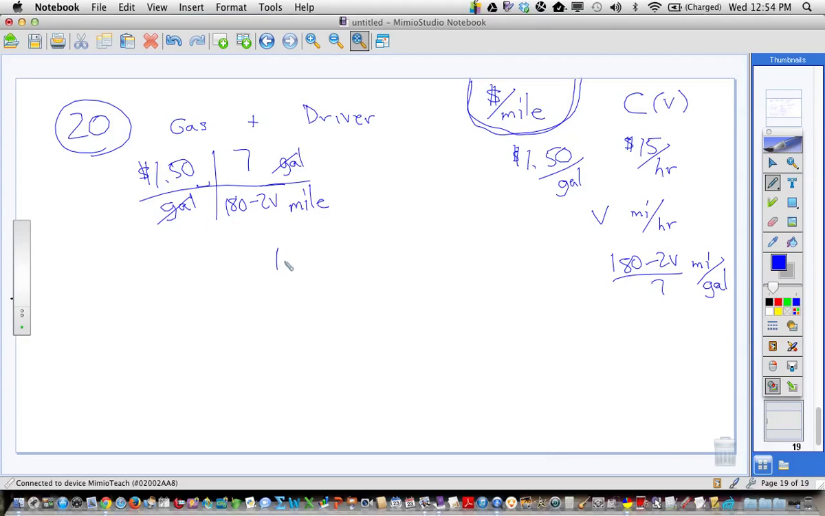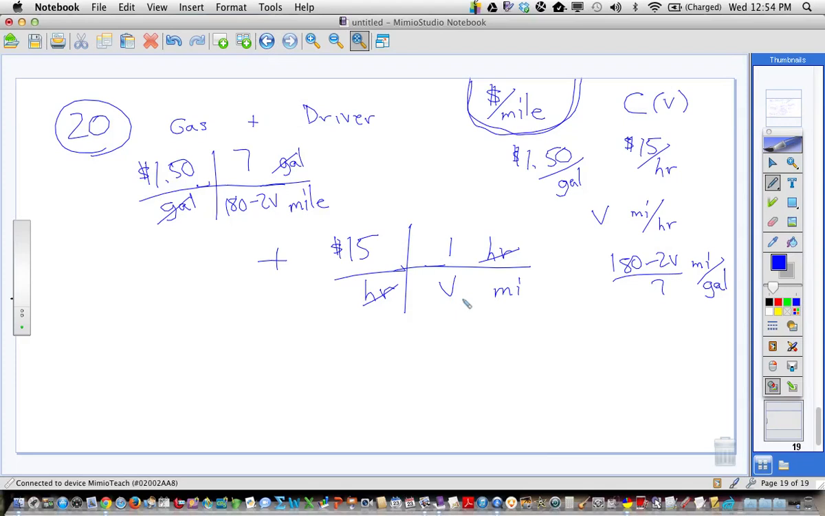Now I need to add to that the cost of the driver. Well, the driver gets $15 an hour. And I use that because I know I want cost on top. So now I need hours to cancel. So what could I do? I want miles and hours. So that'd be V, right? See, now I can get hours to cancel. So where's the V go? I got to flip that, don't I? So V's got to go up there, right? So I got V miles per hour, so I flip that.